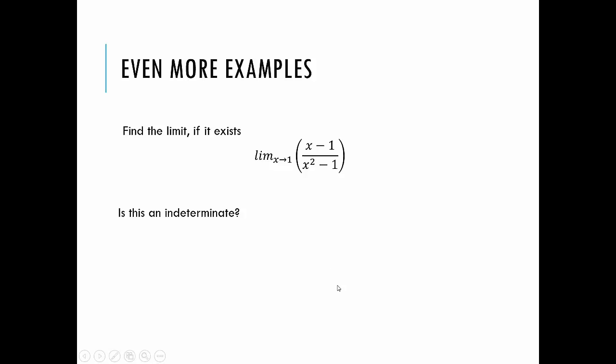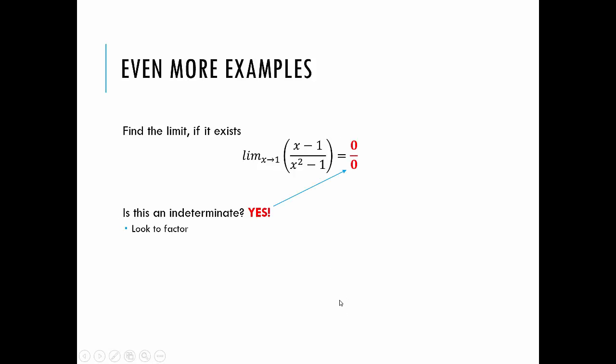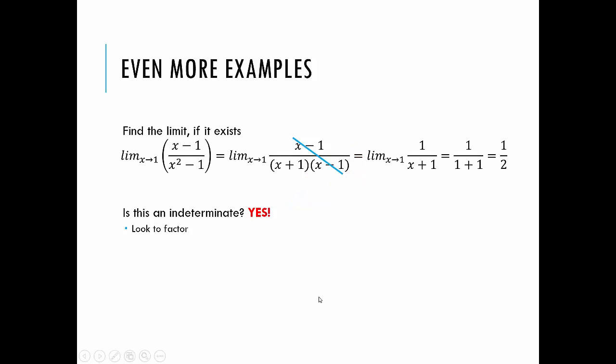How about this one? What happens if I plug in 1? I get my 0 over 0. So what you do next is you look to see if you can factor. The bottom is the difference of squares, x squared minus 1 squared. I can factor x squared minus 1 into x plus 1 and x minus 1. I can cancel, so I end up with a 1 on the top, because x minus 1 over x minus 1 is just 1. And now I can actually plug in 1 on the bottom, and I get 1/2.